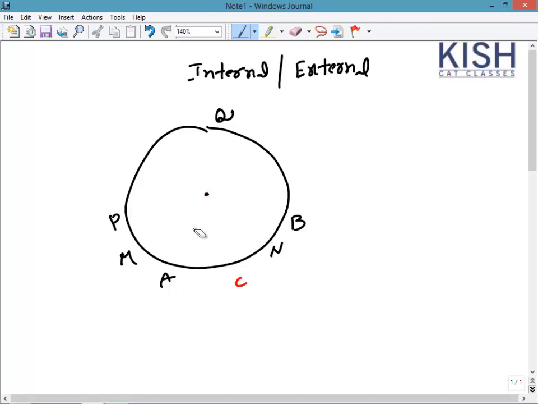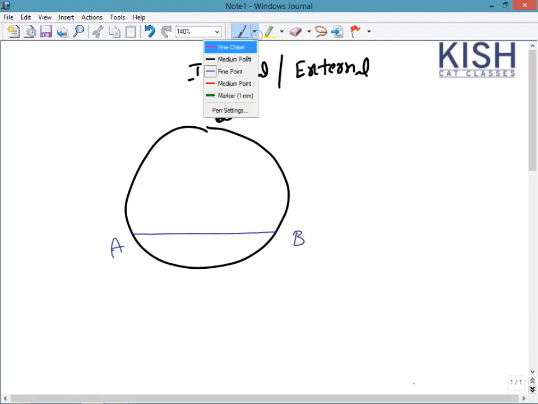Now I focus on segment. Now what is a segment? It is a fairly simple thing. If you draw a chord, that is like I have drawn a chord, it's like AB. Now AB is a chord, however this part is called a segment or arc, or generally we consider it as arc.